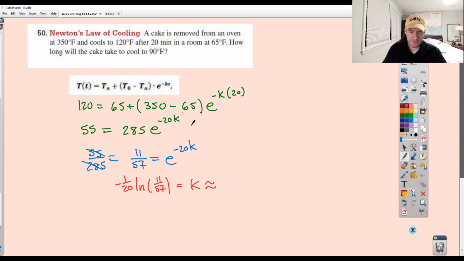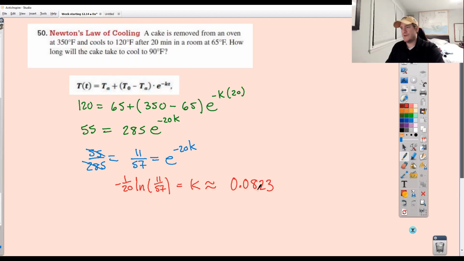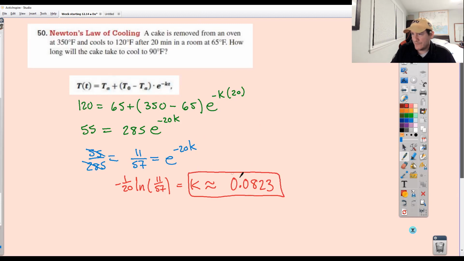Why, it's 0.823. 0.0823 is what I meant to say, of course. That is not exact. That is rounded off. This would have been an ugly irrational number that goes on forever. So remember, that's not what we're using in our equation. That's just what we're entering onto our quiz.